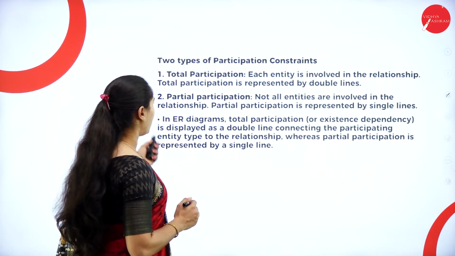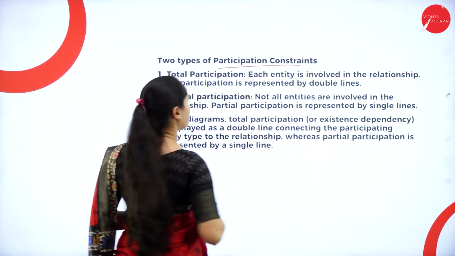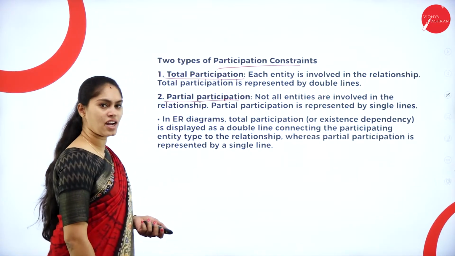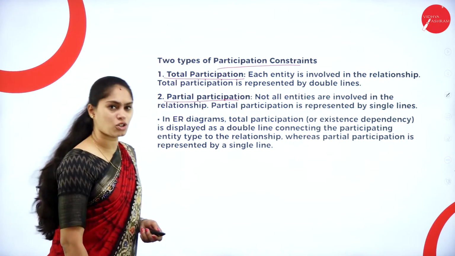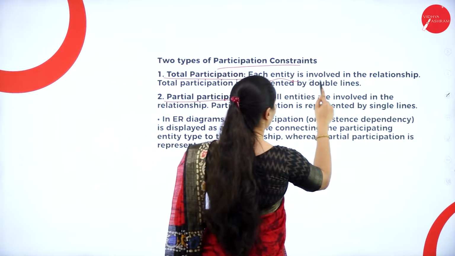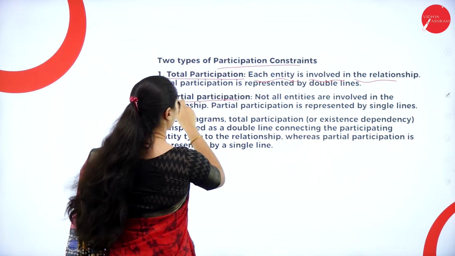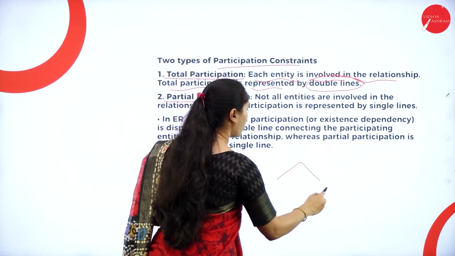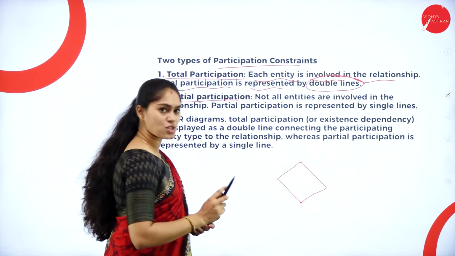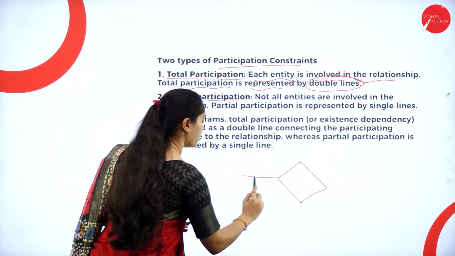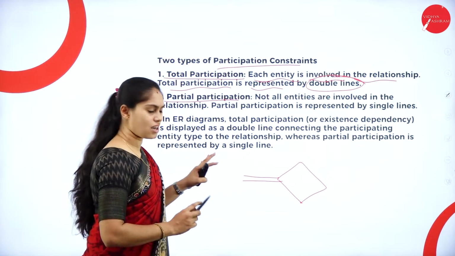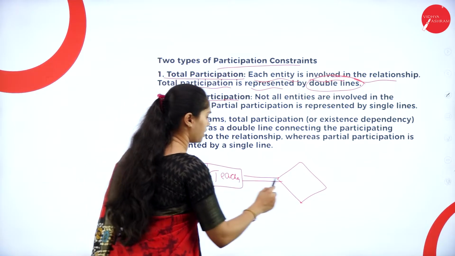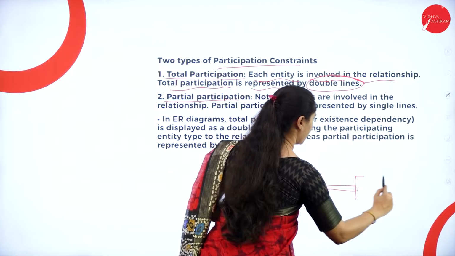When it comes to the participation constraint, it is of two types: total participation and partial participation. In total participation, each entity is involved in the relationship. Total participation is represented by a double line. For example, all the teachers will take a class for all the students. Consider this is a teacher entity and this is a student entity.